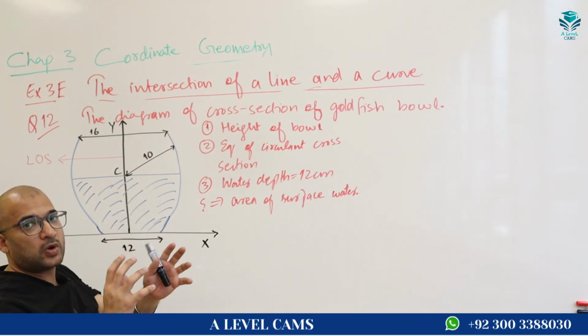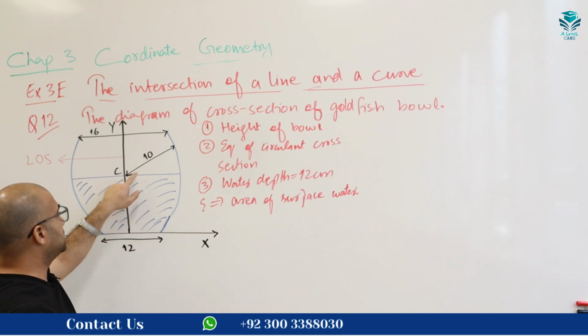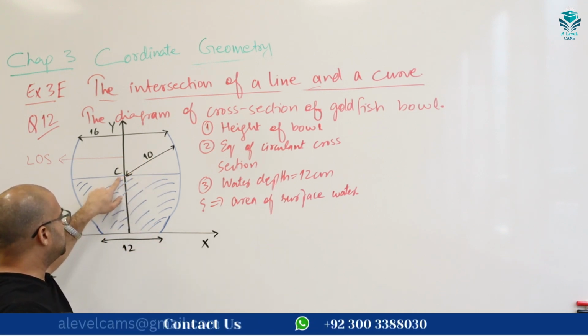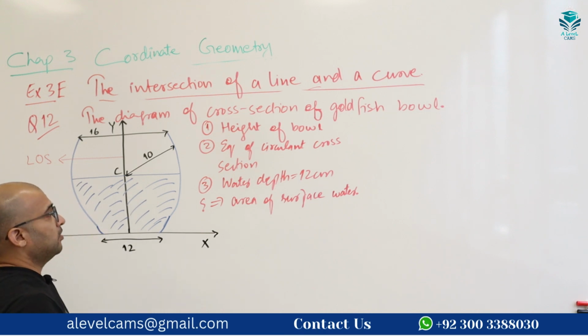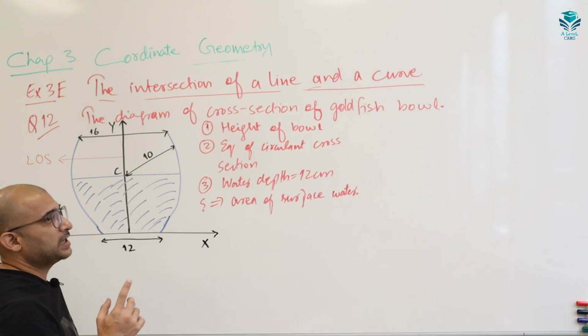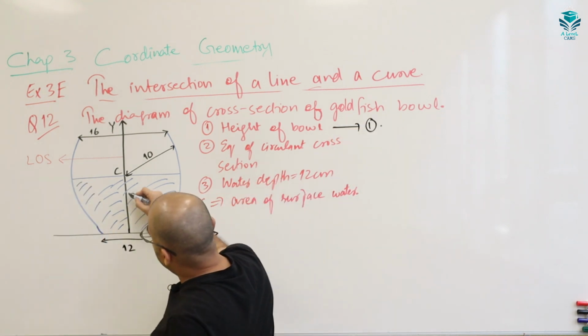Everybody knows the bowl is just like a sphere. So in a sphere we have the radius, which is given as 10. So from C to every point on the boundary we have a distance of 10. What we have to find? We have to find the height of the bowl, number one. So for the height we have to measure this height.